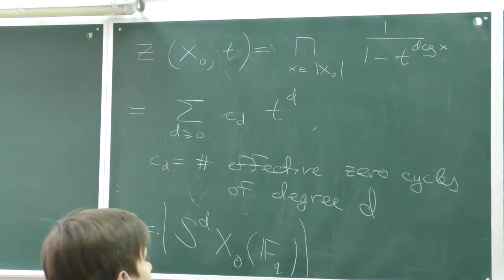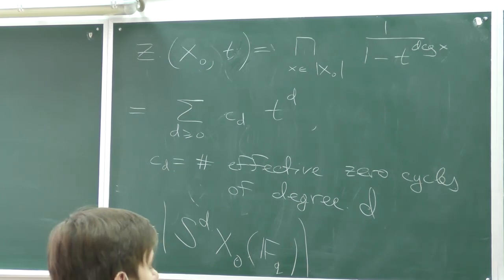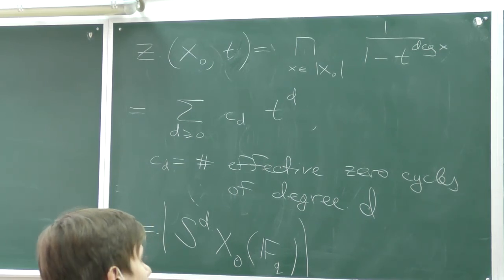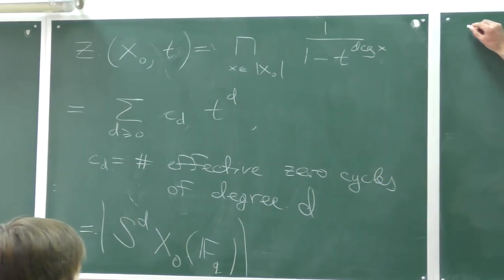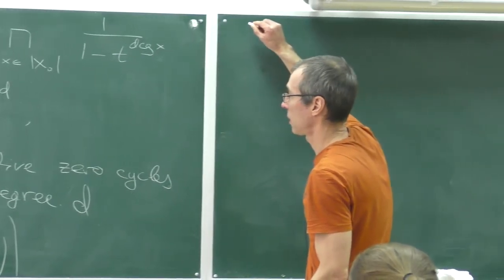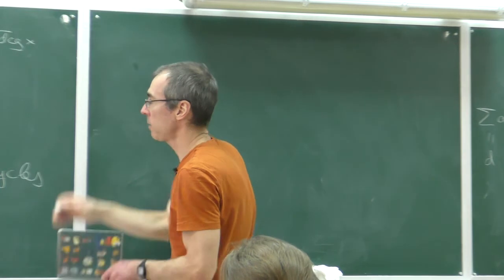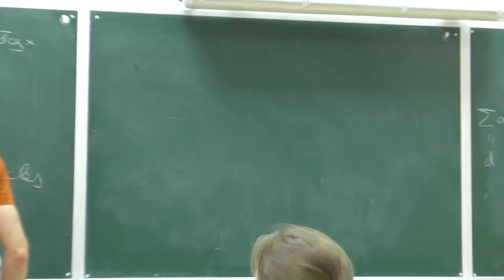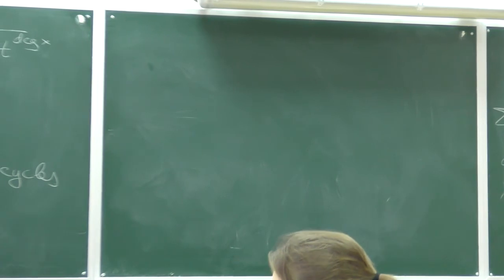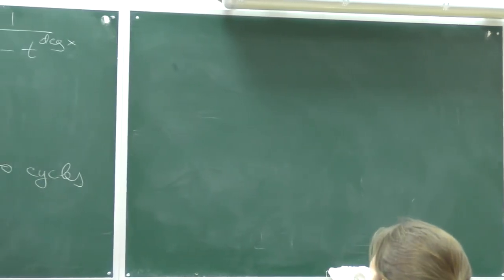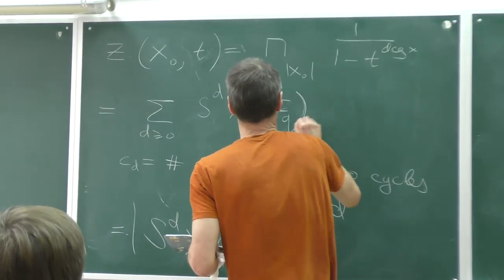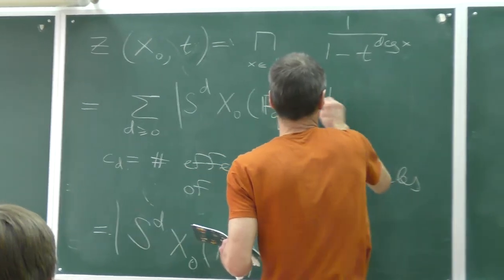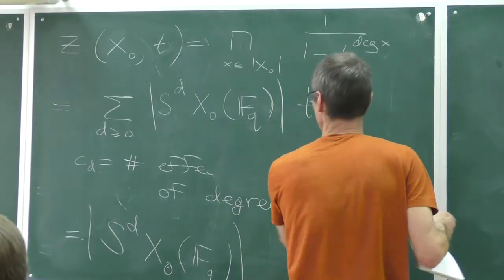Okay, so what does it have to do with motives? Well, let me give a definition. Let me just rewrite this formula here, because it motivates the definition that I will give. So, F_q, t to the D, and I'll erase everything else.